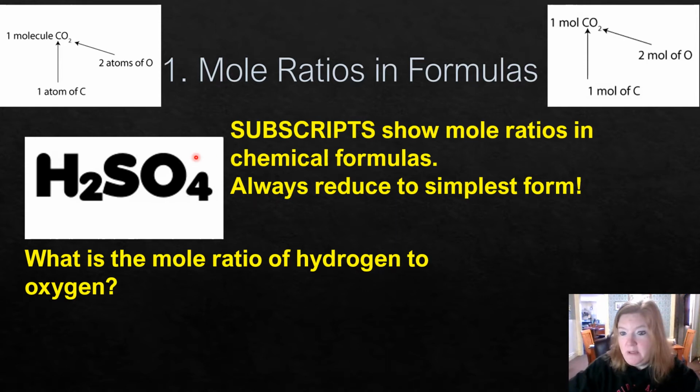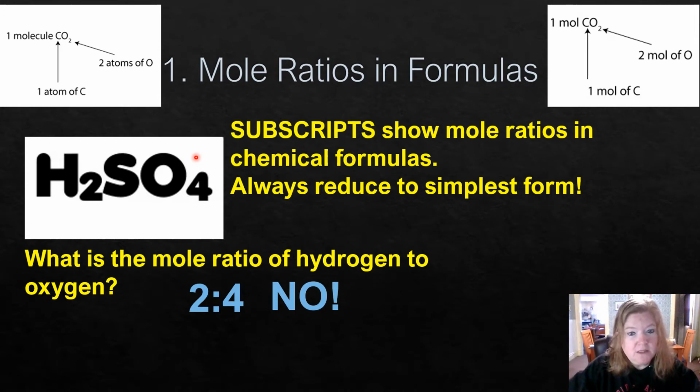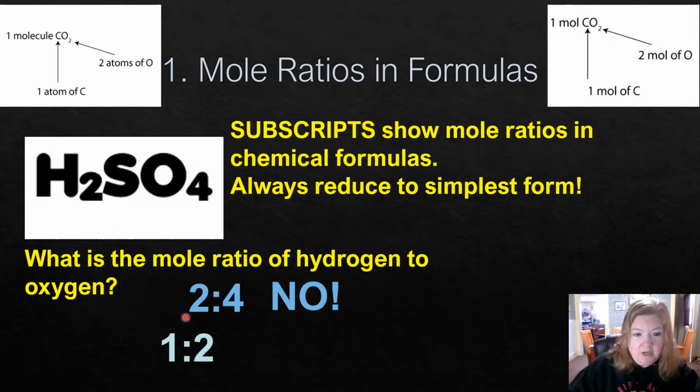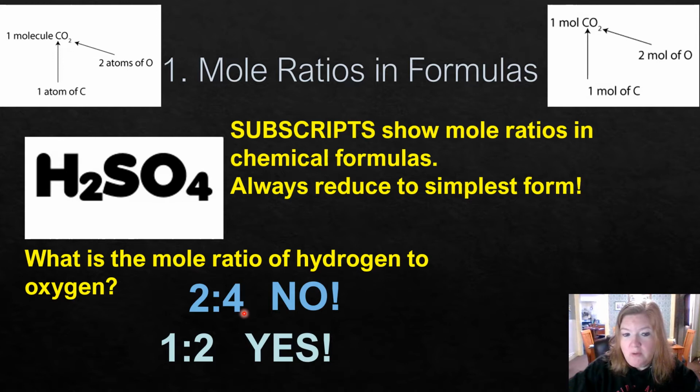So as an example, here's a chemical formula. What is the mole ratio of hydrogen to oxygen? It's 2 to 4. No, it's not. You have to reduce to simplest form. So that is a wrong answer. The answer is 1 to 2. So how do I get there? I divide 2 by 2 and 4 by 2. So the ratio of 1 to 2 is the correct answer.